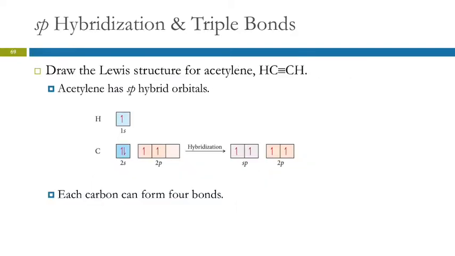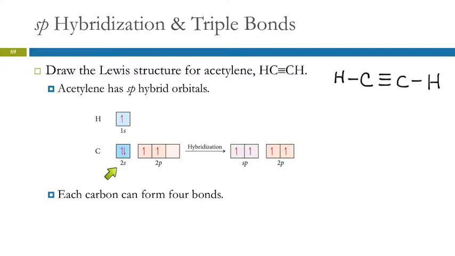Let's draw the Lewis structure for acetylene. This is really kind of silly because it's almost the same as its formula there. Right? How different is that? I just stuck a line here. Acetylene is going to have sp hybrid orbitals instead of sp2 or sp3.